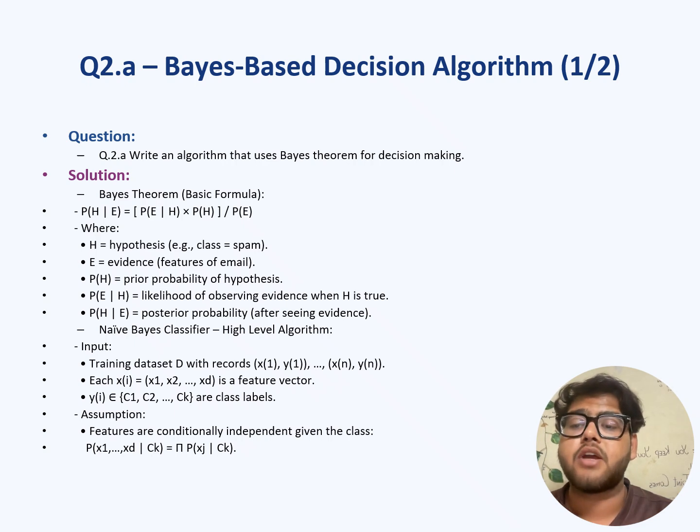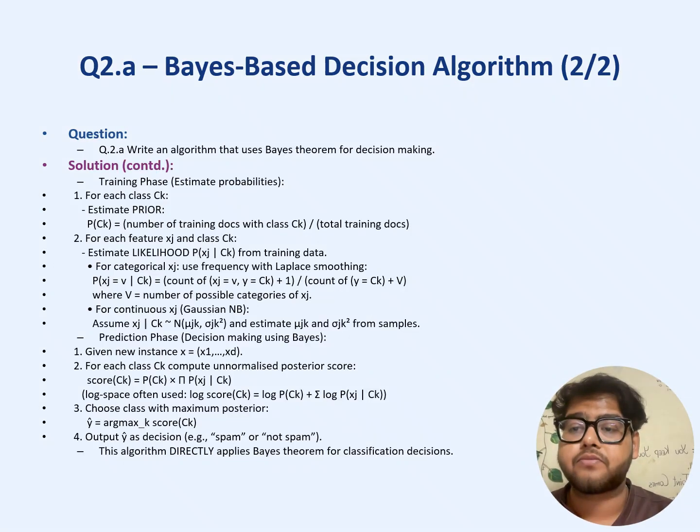probability of hypothesis, and P(E|H) is likelihood of observing evidence when H is true. And P(H|E) is posterior probability. Input: training dataset D with records. Each X equals X1, X2, ..., Xd is a feature vector. Assumption: features are conditionally independent given the class.